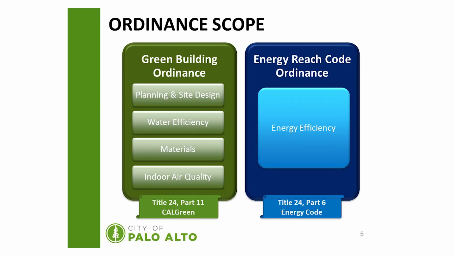A little overview of the ordinance background. This slide deck outlines the Green Building Ordinance scope, which is on the left-hand side. And then the other slide decks will address the Energy Reach Code ordinance scope. The policy goals of the Energy Reach Code aim to increase energy efficiency and reach zero emissions.